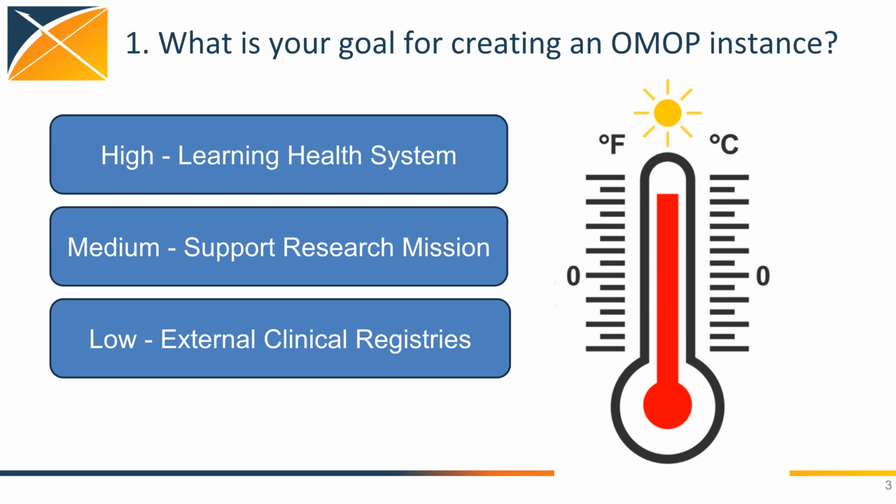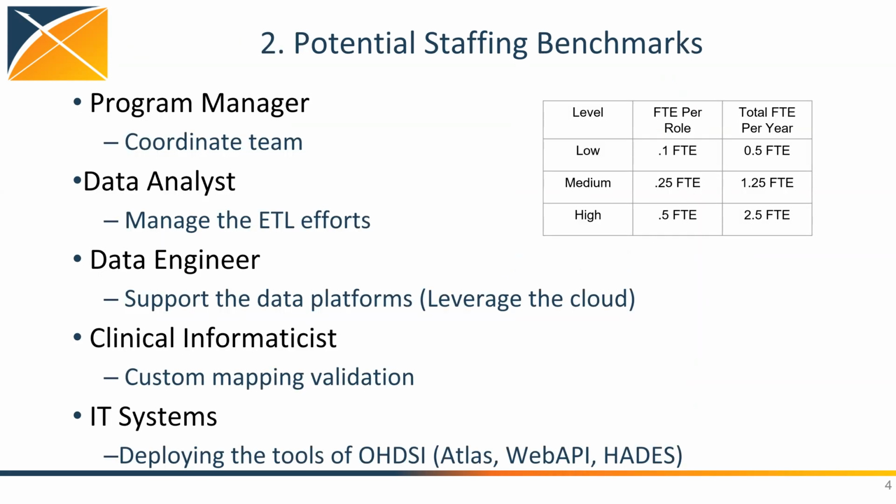So I'll try to put some hard numbers around these. I'm going to put some stakes in the sand that generally, if you are looking to do a relatively low resource approach, you probably can support your OMOP instance for about a half an FTE. And this is for external clinical registries. It doesn't take a ton more to support your clinical research mission if you wanted to also use that OMOP data for other purposes. And then if you really wanted to deploy all the tools, and get the full value of enriching your OMOP data to support your clinical institution, I would say up to about 2.5 FTEs to really support that.